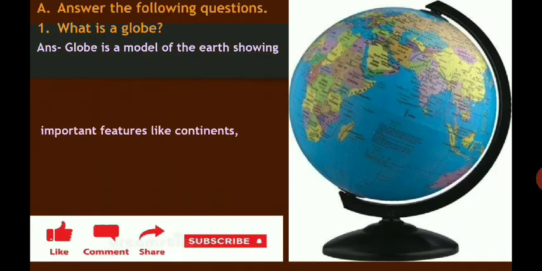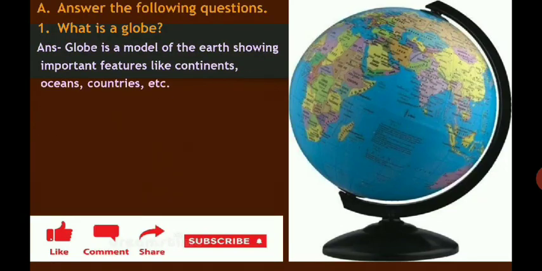So, your first question is: answer the following. What is a globe? Here you can see that there is a picture of a globe, and let's understand what a globe is. A globe is a model of the earth showing important features like continents, oceans, countries, etc. So students, you can see the picture of the globe. It is not the actual earth, it is the model of earth. On the globe we can see the continents, oceans, countries, etc.